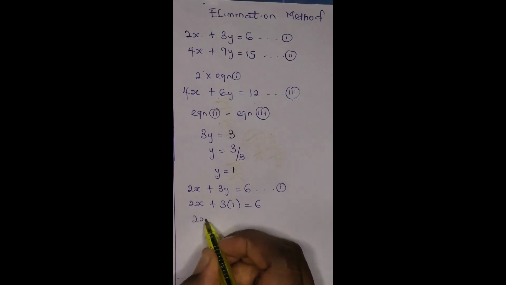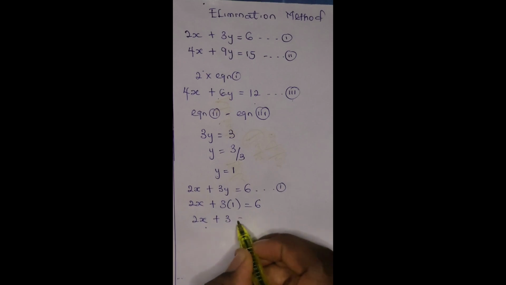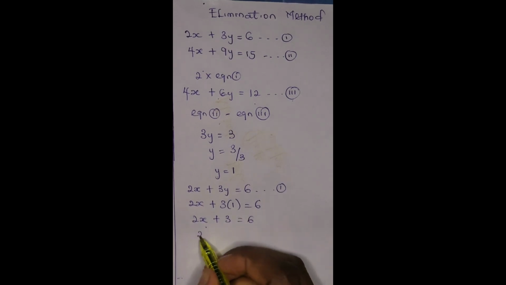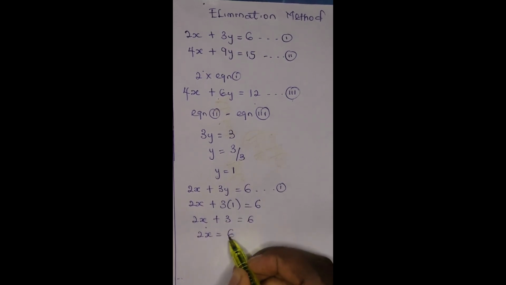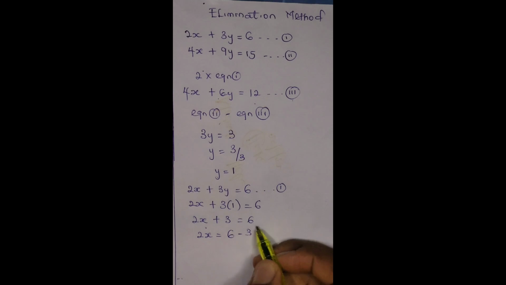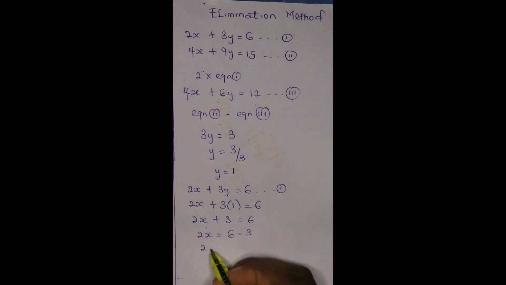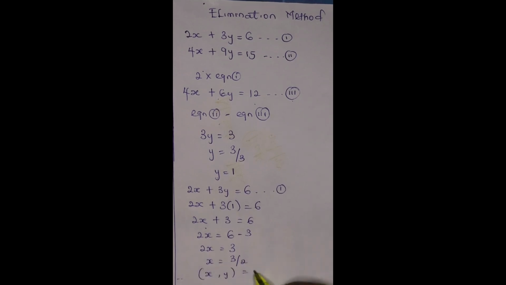So this is 2x plus 3 equal to 6. So you have 2x equal to 6 minus 3. That's this positive 3 crossing the equality sign. We then have 2x equal to 6 minus 3 is 3. So x is equal to 3 over 2, giving us x comma y equal to 3 over 2 comma 1.